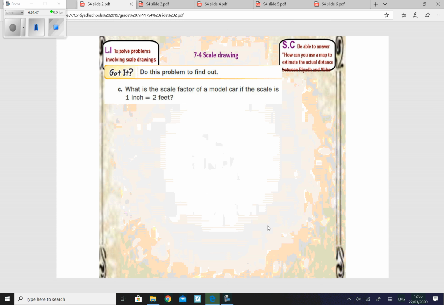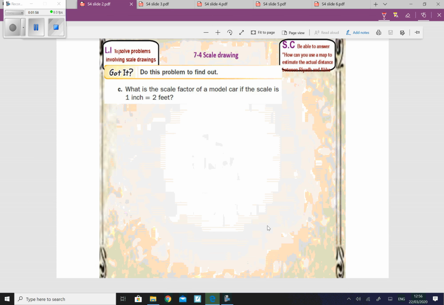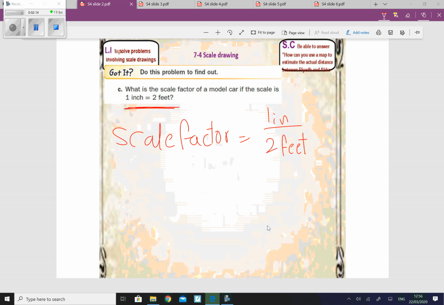Let's take an example. What is the scale factor of a model car if the scale is 1 inch to 2 feet? He gave you the scale, and he wants the scale factor. So the scale factor is equal to 1 inch over 2 feet. And I know that for the 2 feet, I will multiply by 12 to convert it into inches. So it will be equal to 1 over 2 times 12, which is 24.